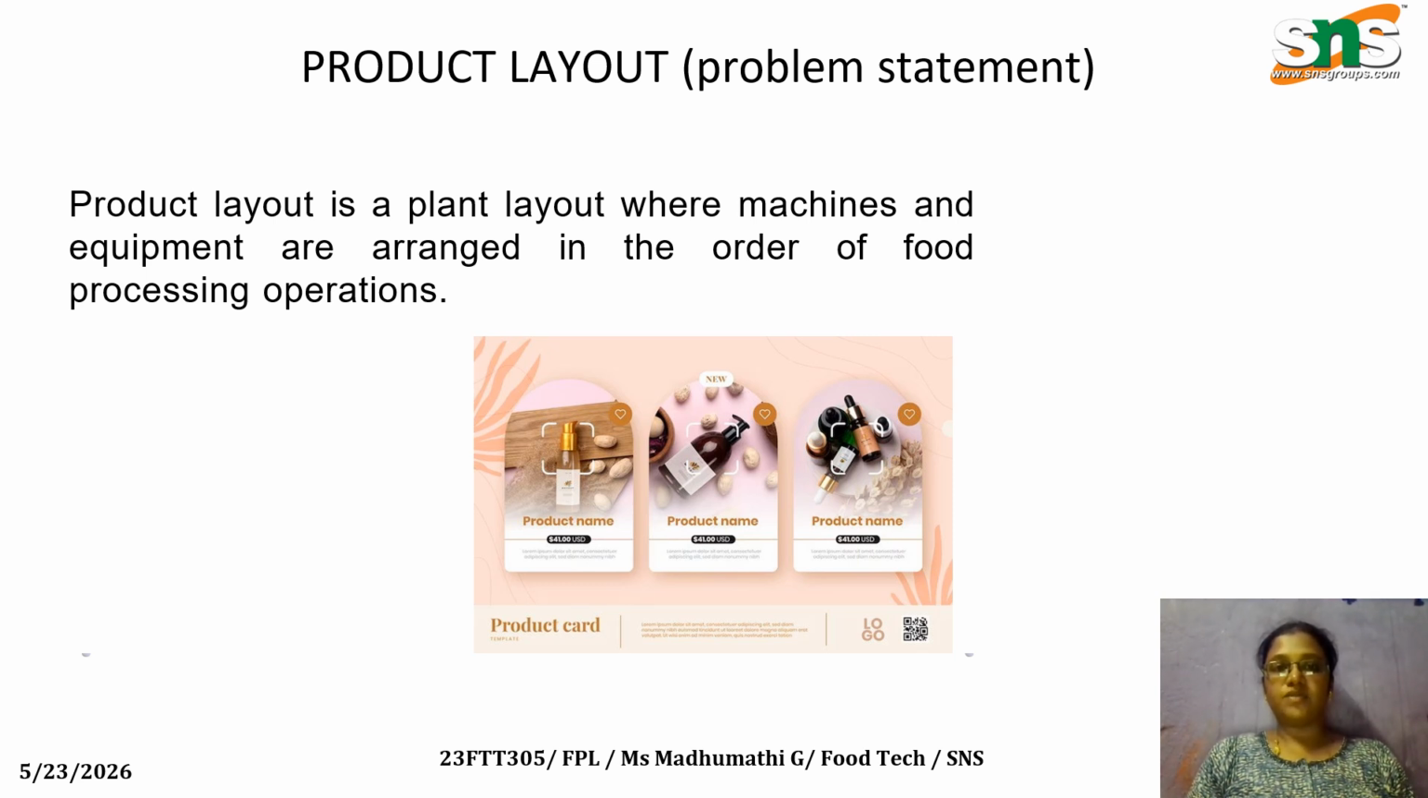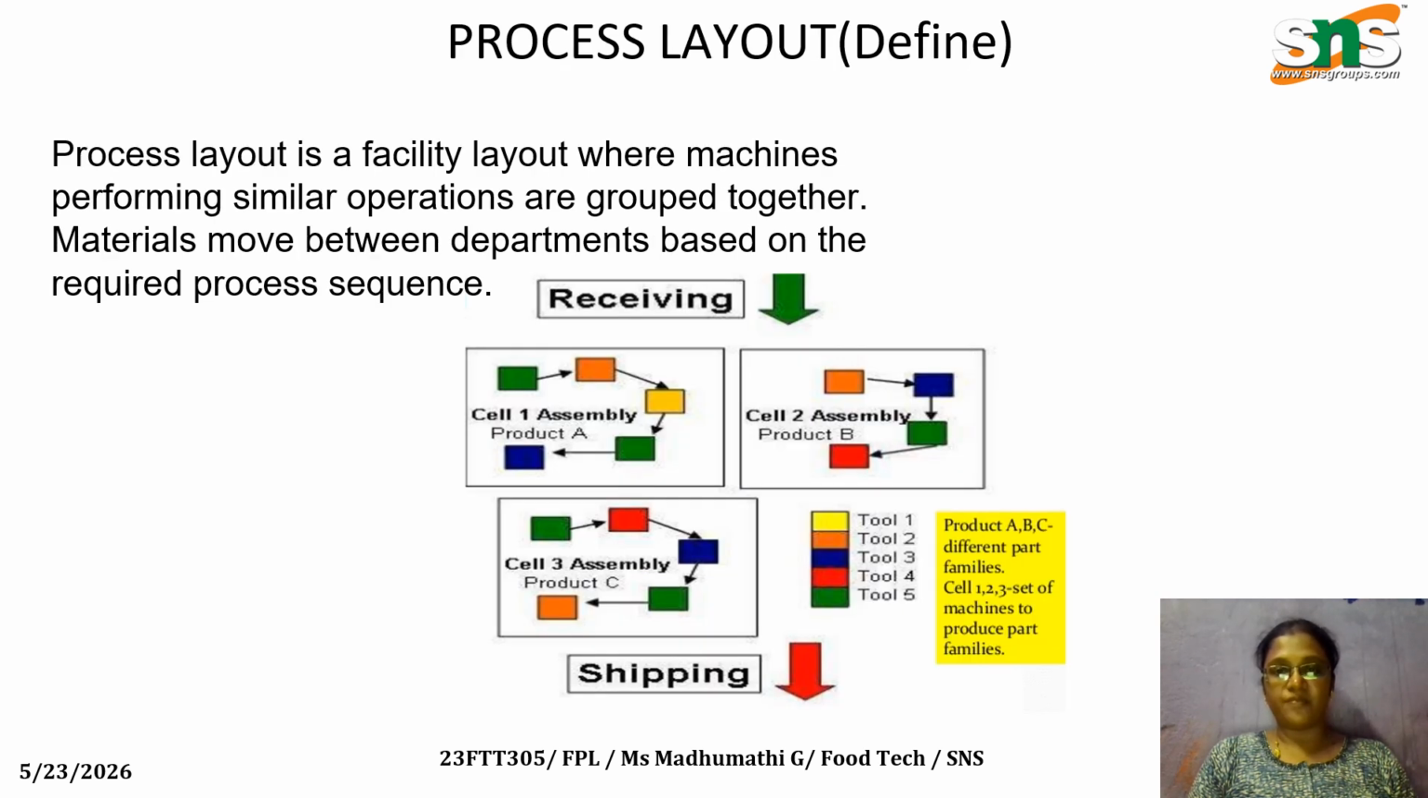The first problem statement is the product layout. First of all, we can categorize into product, fixed and the combination. Based on an efficient production, the product layout is where machines and equipment are arranged in order of the food processing operations. And we can define the process layout as a facility layout where machines that perform similar operations are grouped together, so that the materials move between departments based on the required process sequence.